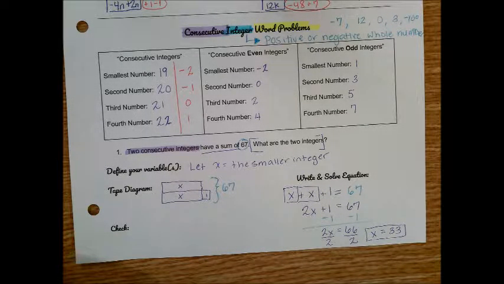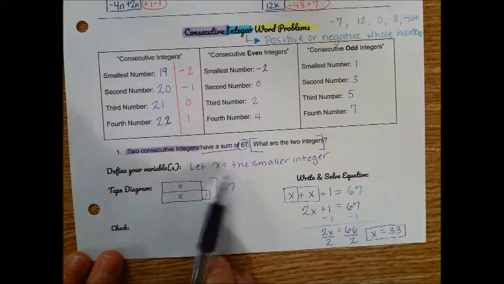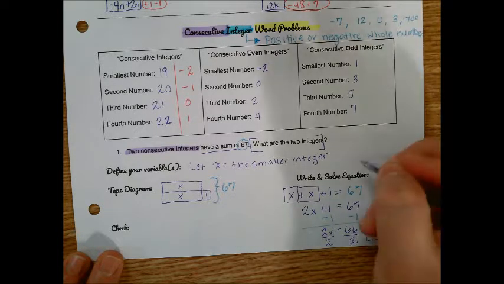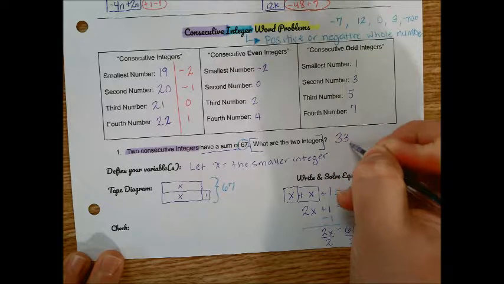I didn't answer my question yet. My question was, what are the two integers? I know that x was the smaller number, right? X is 33 and it's the smaller one. And the other one's one bigger. So my two integers should be 33 and 34.